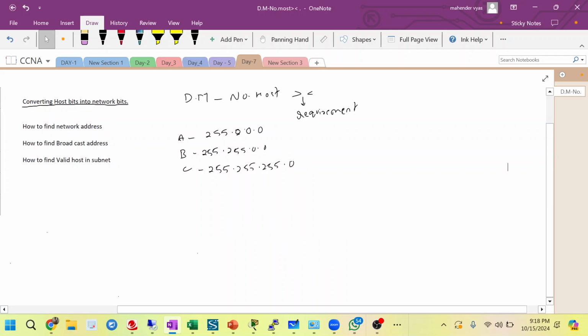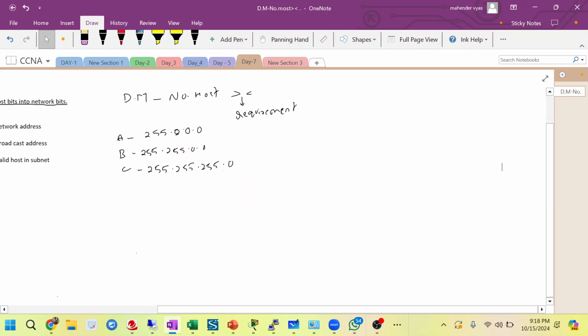Whenever you are trying to figure out how many host entries we have in a particular class or how many addresses we have, it will always be calculated based on your network or subnet mask only. What we said previously: if it is all ones in a subnet mask, it is network. If it is all zeros, it would be host.